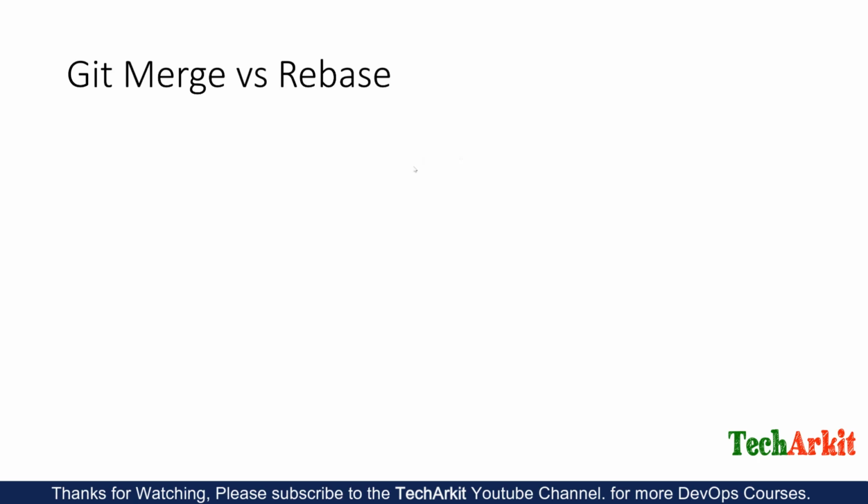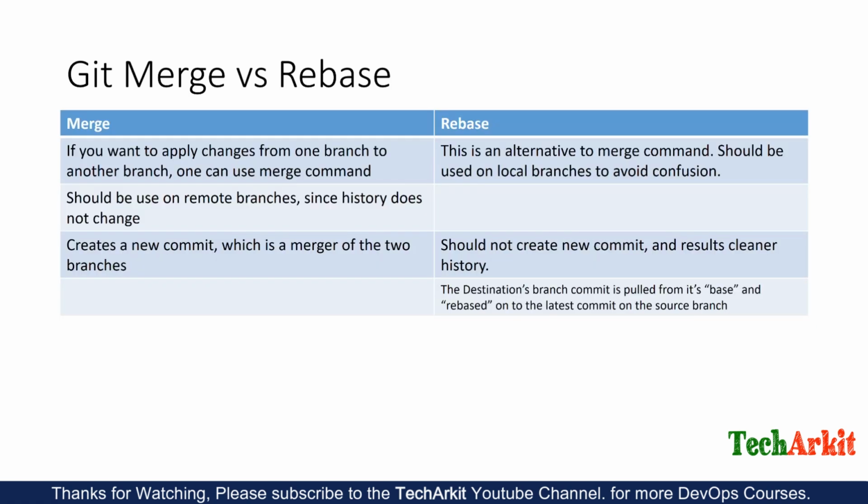Okay, let's understand what merge and rebase do here, right? So how the merge basically works and how the rebase works. If you want to do the merge, like apply the changes from one branch to another branch, one can use the merge command, so that you can do the merging of the code from one branch to the other branch. We just now saw the example of how you can do the merging from the bug fixes branch to the main branch, where the code was merged by using the pull request creation and all this stuff, right?